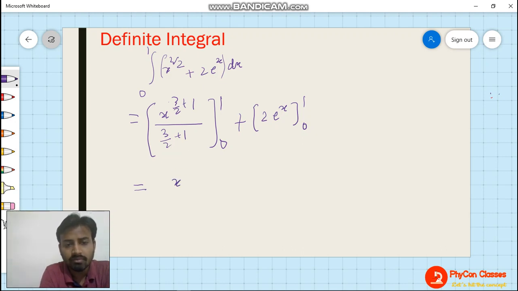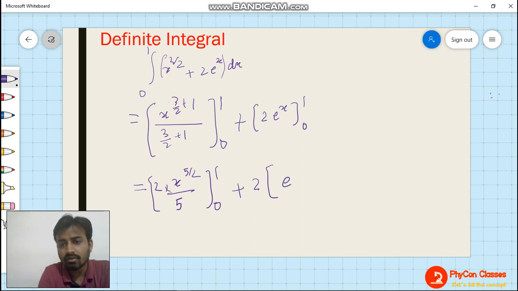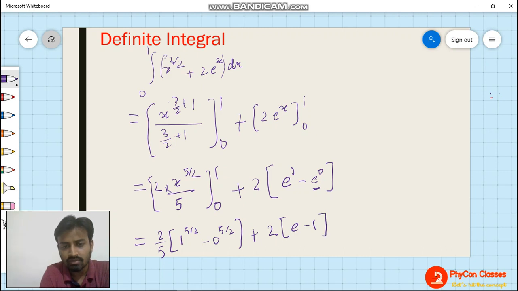5 by 2. So that will be x to the power 5 by 2 divided by 5 by 2, which is multiplied with 2. And the limits are going to be from 0 to 1, plus, now here we can put the limits, keep the constant outside, e to the power 1 minus e to the power 0. Right? Now this side, put the limits, 2 by 5 you can take outside, and then x value 1 to the power 5 by 2 minus 0 to the power 5 by 2, plus, see now here e to the power 0 is 1. So 2 into e minus 1, this will be there.